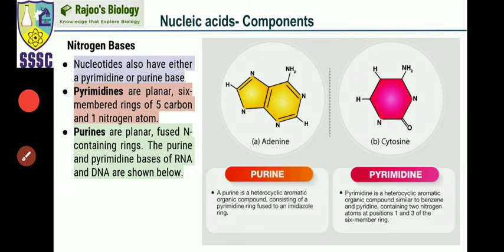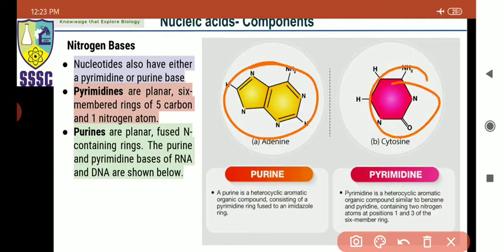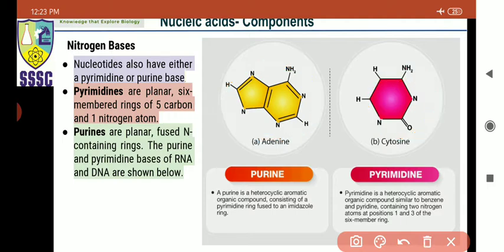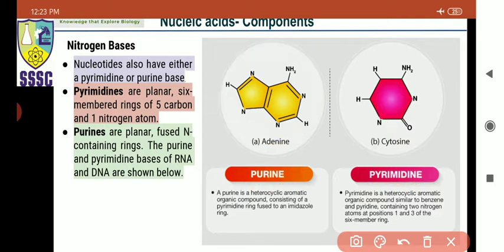Next one, purine and pyrimidine. They are the nitrogen bases. What is pyrimidine? For pyrimidine the name is long and the structure is small. For purine the name is short and the structure is double. So visually it is seen that purines are a double ring structure, and pyrimidines are a single ring structure.